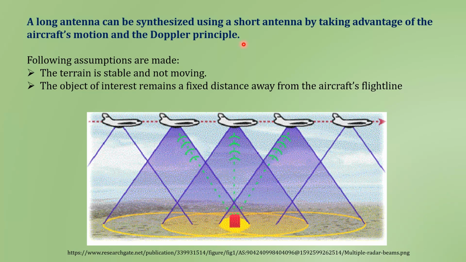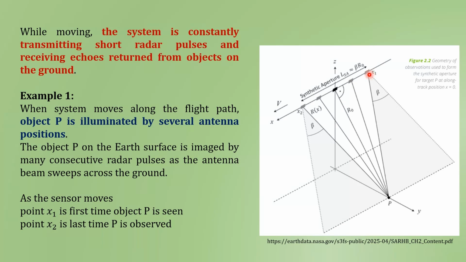And during the data acquisition in the synthetic aperture radar system, these assumptions are made: that the terrain is stable and not moving, and the object of interest remains a fixed distance away from the aircraft's flight line. As the synthetic aperture radar system moves along with the platform, it is constantly transmitting short radar pulses towards the terrain, and it receives the echoes returned from the objects on the ground.